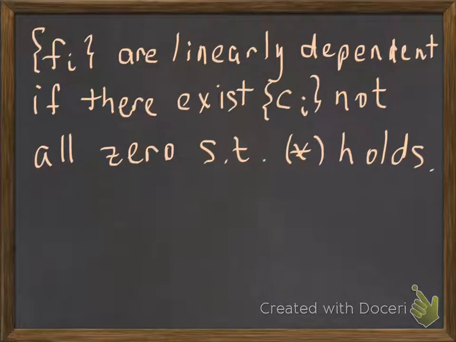The converse of that is that a set of functions is linearly dependent if there exists a set of real numbers that are not all 0 such that my equation star holds. In other words, I can write c1 f1 plus c2 f2 plus and so on up to cn fn equals 0, and not all of those ci's are equal to 0. Then we say my set of functions is linearly dependent. We'll talk a little bit in class about what that means for a given set of functions if they are linearly dependent.